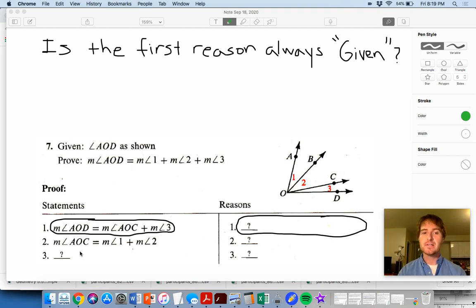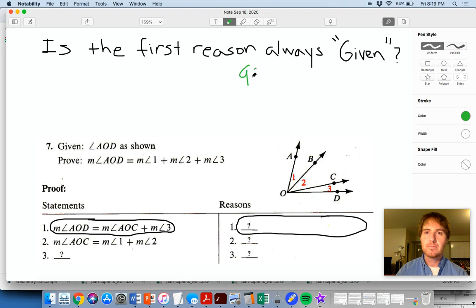So I'm not going to have you focus on that, because the last statement is always going to be the thing you're trying to prove. The question for you is, how do we start this proof? Can we start with writing given right there? Now, if you've been paying attention in class, what I've been telling you is that really 90% of the time, given will be your first reason.